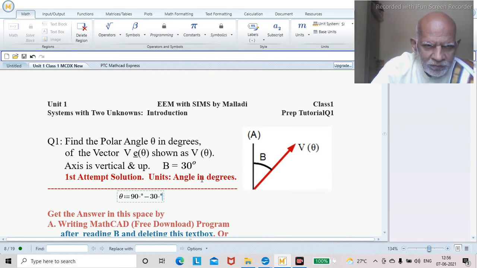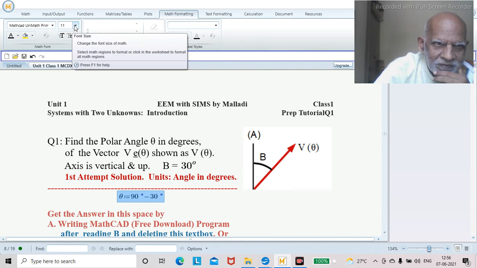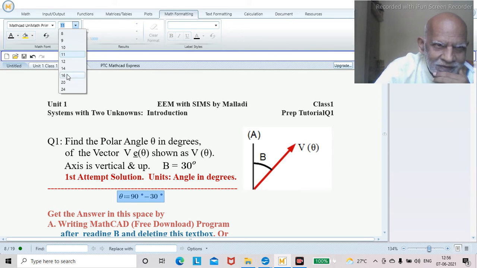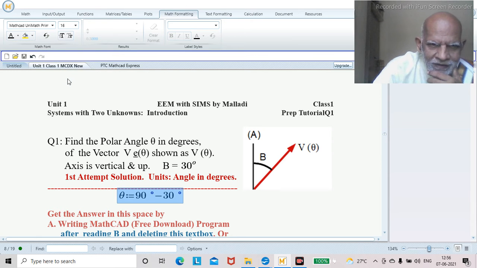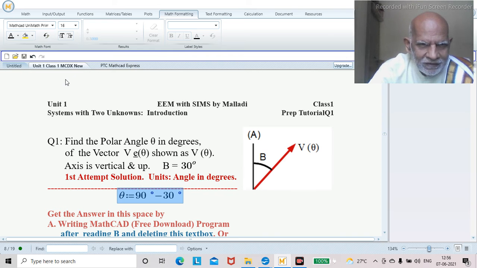I'm taking more time because I'm trying to explain to you. Suppose I want to show it bigger, then I can change the font. I choose the whole expression, then I choose the font. How do I do that? Math formatting. Suppose from 11 I have put 16. So that's clear to you now, but I should not, then I'll take it away.